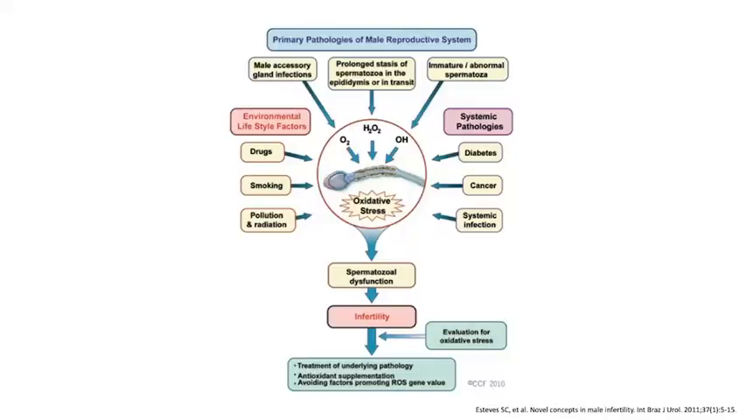So a sperm cell is very susceptible to oxidative stress. It can come from environmental pollutants, drugs, smoking or pollution, but also metabolic disorders. Endogenous free radicals, endogenous oxidative stress can also affect the sperm cell, affecting the numbers, affecting the way that it can swim and the morphology.